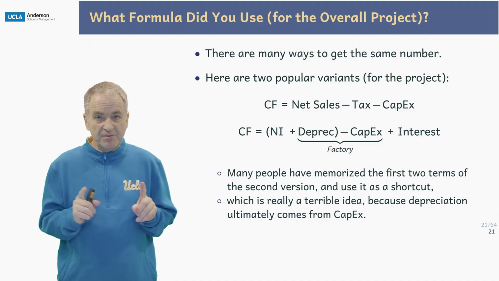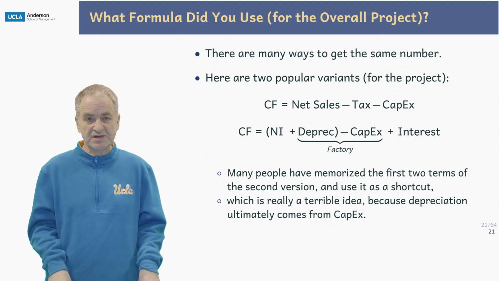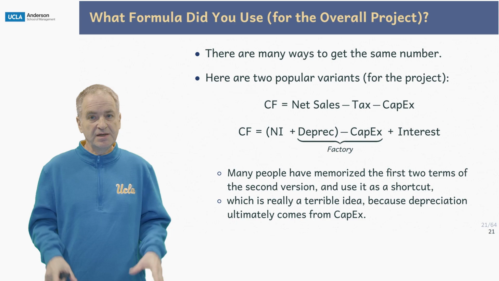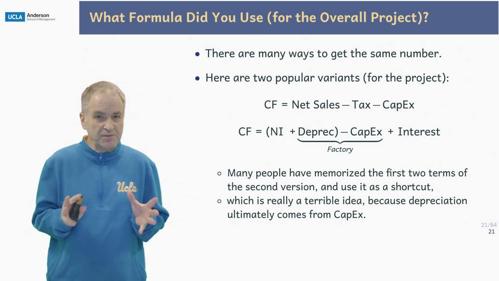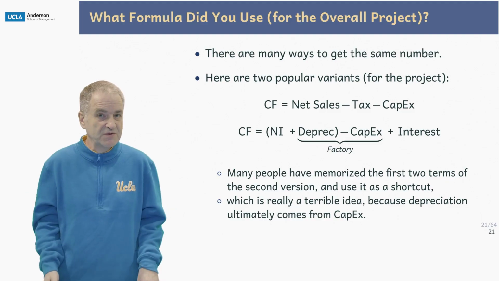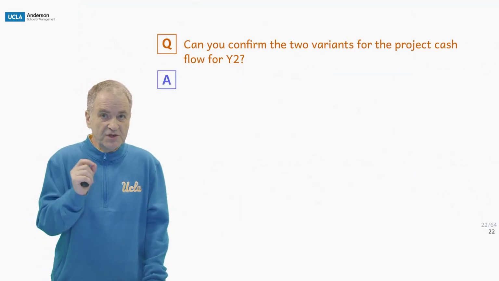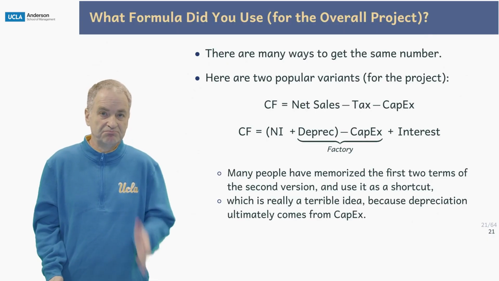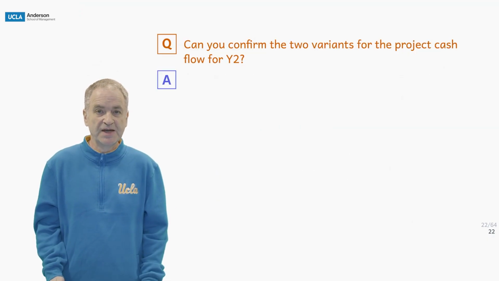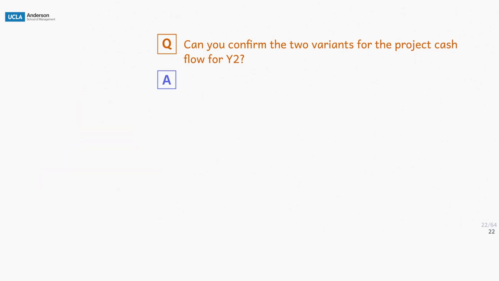Many people have memorized the first 2 terms of the second version and use it as a shortcut. So they will just say, oh, cash flows, net income plus depreciation. But that's really a terrible idea because depreciation ultimately comes from capital expenditures. So let's confirm the 2 variants for the project cash flows for year 2. Take those formulas, calculate them. Please pause this video now, answer the question on a piece of paper, and then continue.